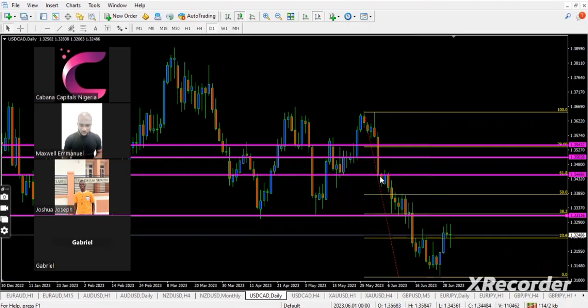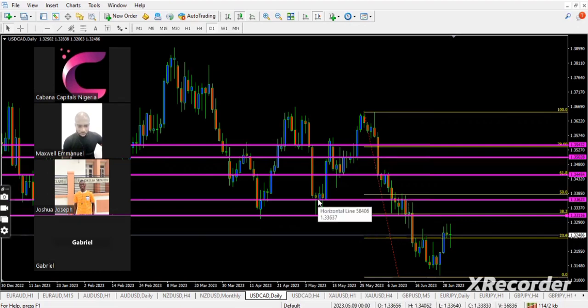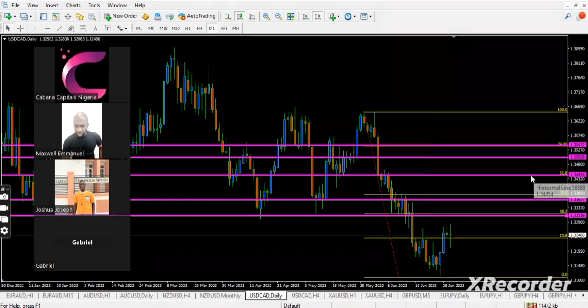It's a support here. Then you have it as resistance here. So it's a key level, and level 50 is close to a support too. So those levels are key. They are key levels. So you have the resistance here, support here. If you go back here, you would see it's also a support. So this level is key. This level is key. And also this zone is key.